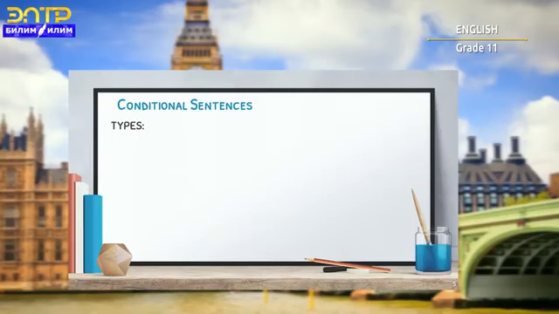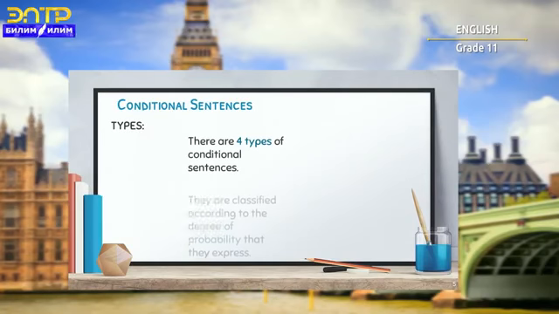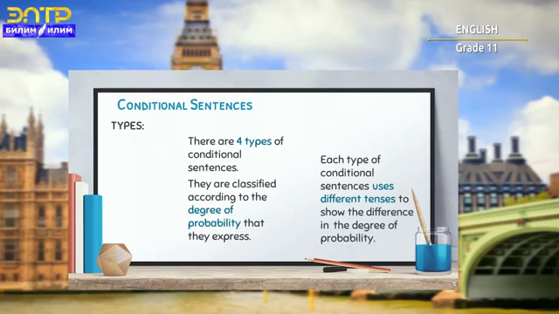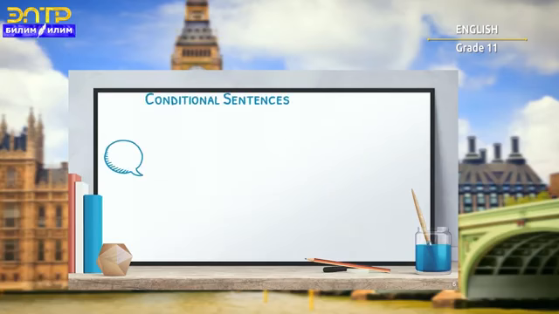There are 4 types of conditional sentences. They are classified according to the degree of probability that they express. Each type of conditional sentence uses different tenses to show the difference in the degree of probability. What are the different types of conditional sentences? They are 4. Each expresses a different degree of probability that a situation will occur or would have occurred. The 4 conditionals deal with 4 different kinds of cause and effect.